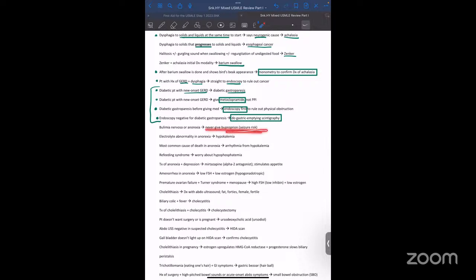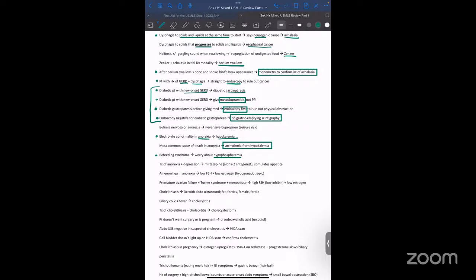Next, bulimia nervosa or anorexia. Never give bupropion, seizure risk. Electrolyte abnormality in anorexia is hypokalemia. Most common cause of death in anorexia is arrhythmia from hypokalemia. Okay, refeeding syndrome, worry about hypophosphatemia. Treatment of anorexia plus depression is mirtazapine, alpha 2 antagonist. It stimulates appetite and causes weight gain, so makes sense.